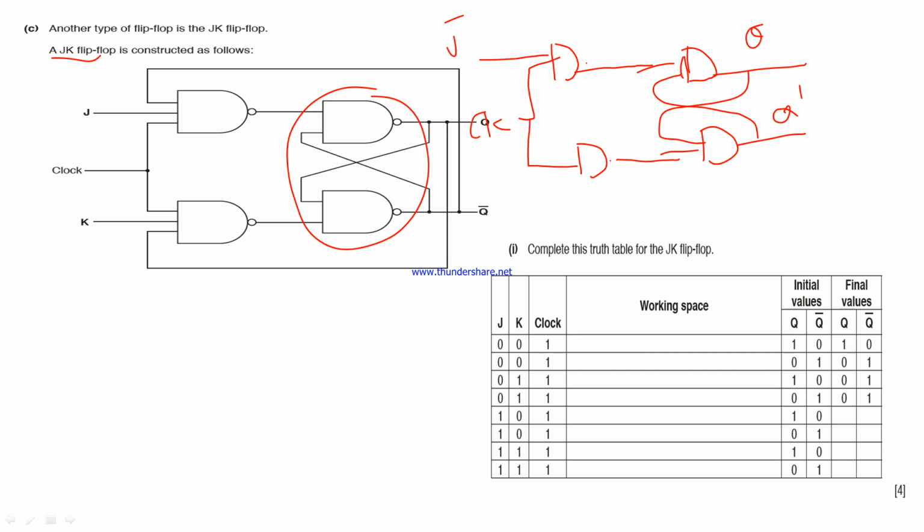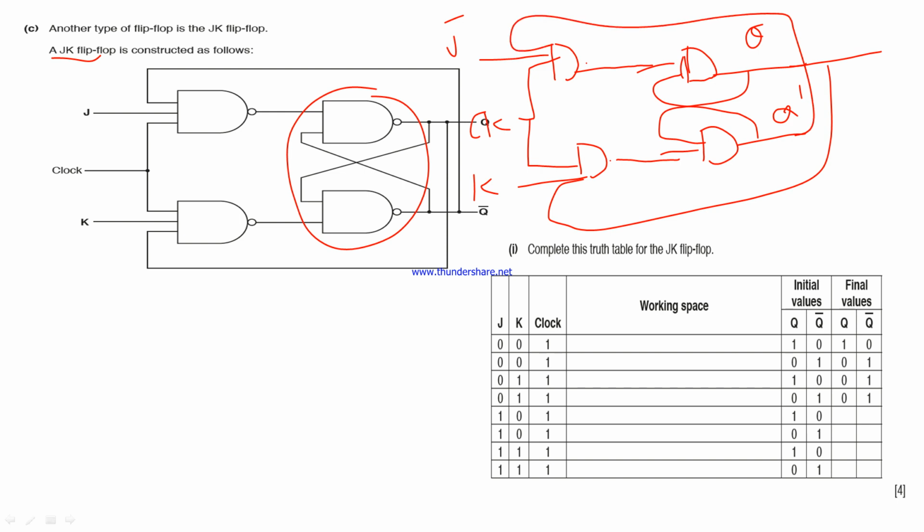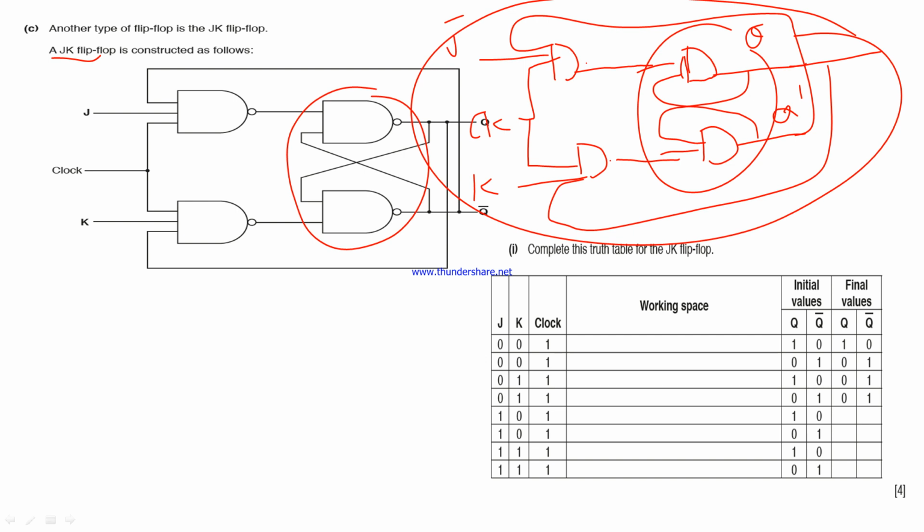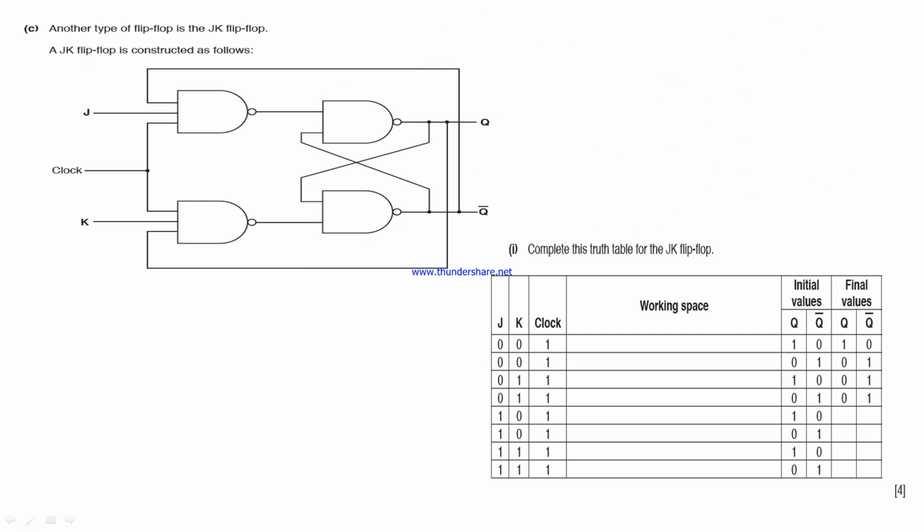Then I have my J, then I have my K. The Q will go to this one, and Q dash will go to this one. So my SR and the whole stuff becomes my JK flip-flop. Okay, so I erase everything. You can see now it's easy to draw, it's not difficult.